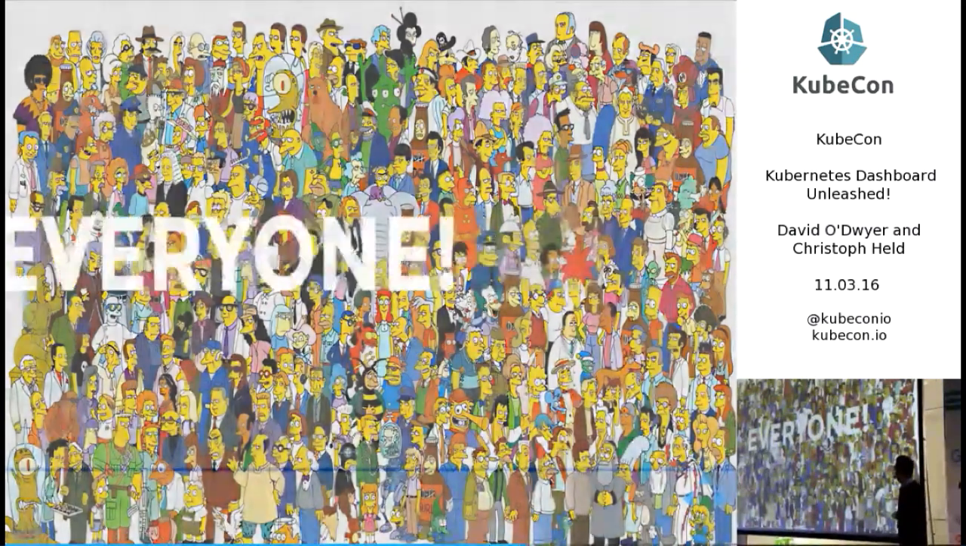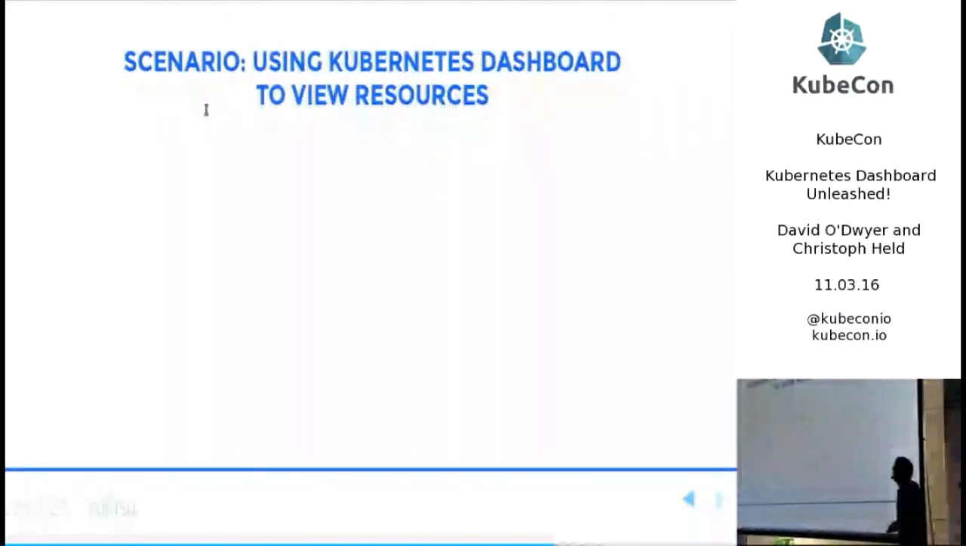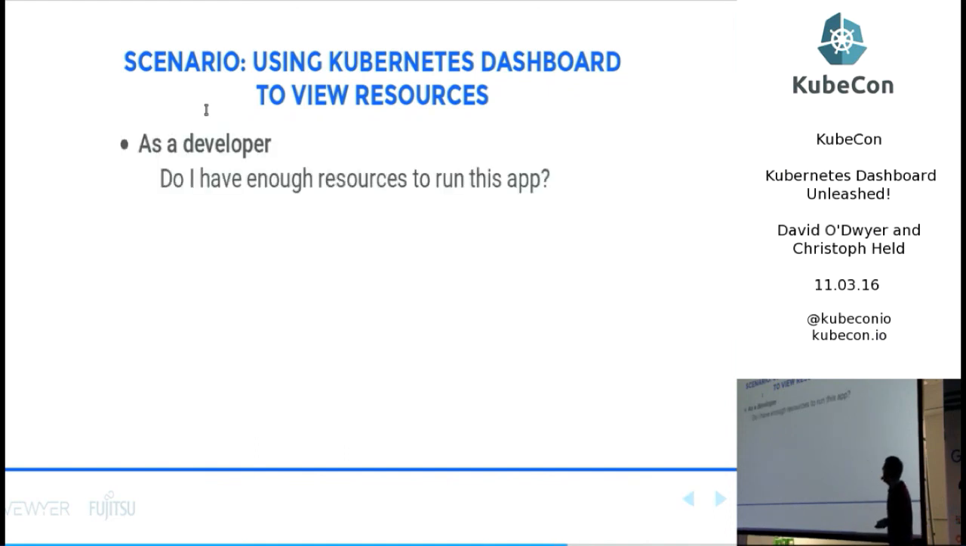And so let's look at this scenario here. Using Kubernetes dashboard to view resources in the context of a developer. So in this context, do I have enough resources to run this application? Imagine now we have this Kubernetes model where development teams are very much self-service driven. They can create their own namespaces, deploy their own applications, but resources are not infinite.